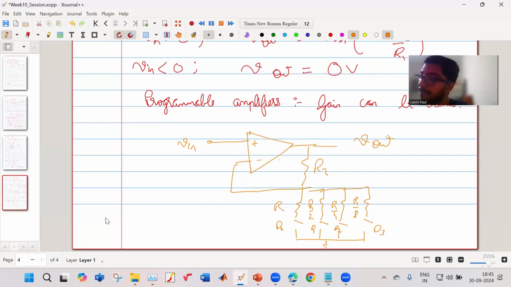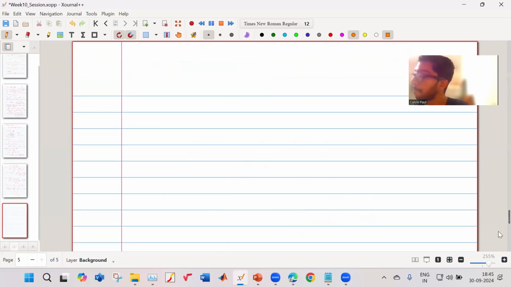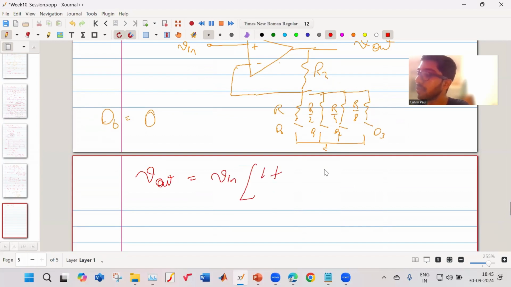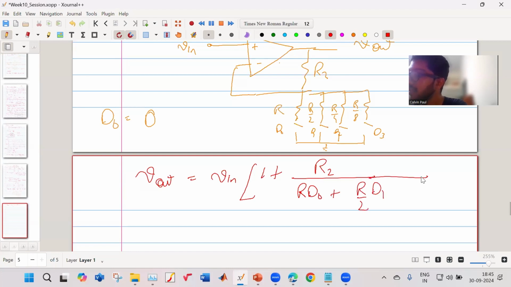So when D0 is 1, that means R is connected. When D0 is 0, that means R is not connected to the ground. So in that case, my V out is equal to V in into 1 plus R2 upon R into D0 plus R by 2 into D1 plus R by 4 into D2 plus R by 8 into D3. Okay.